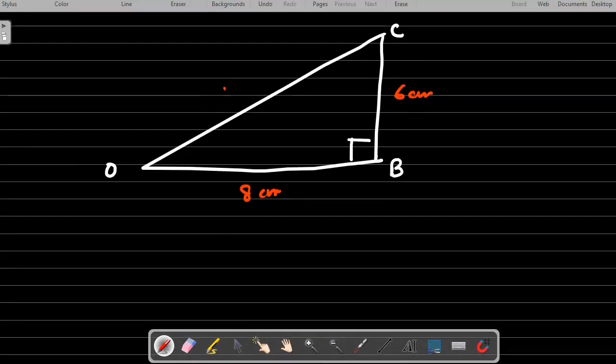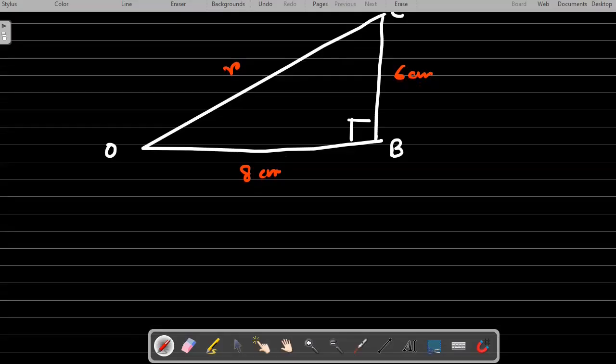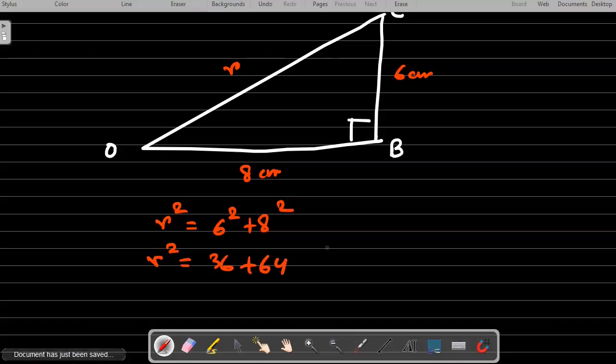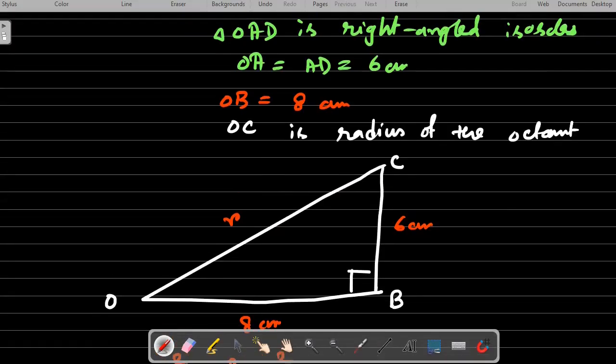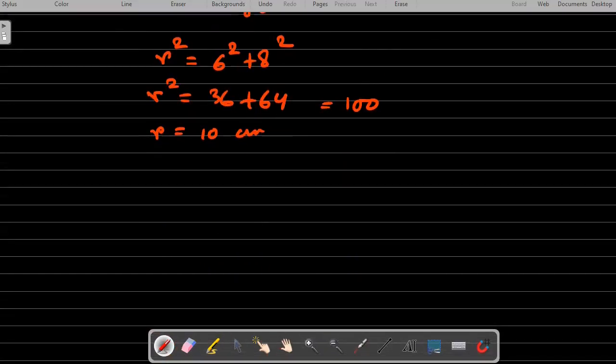Now you have to find OC, that is R. So we will apply the Pythagoras theorem. R square equals 6 square plus 8 square. So what is R square? R square equals 36 plus 64, that is equal to 100. Therefore R equals 10 centimeter. So we get the radius is 10 centimeter.